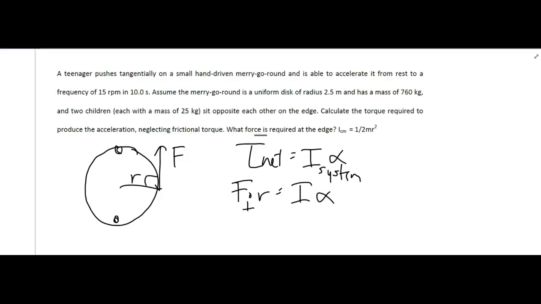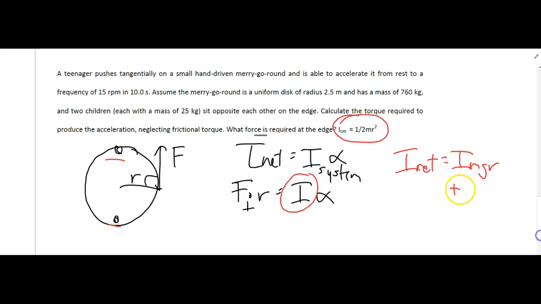So the most challenging part of this problem is you are going to have to find I, moment of inertia. Now it gives you I of the merry-go-round. So that one's pretty easy. Okay? But what do I do about these two people sitting on it? Okay? Well, I of the system, or I net, equals I of the merry-go-round plus I of kid 1 plus I of kid 2.